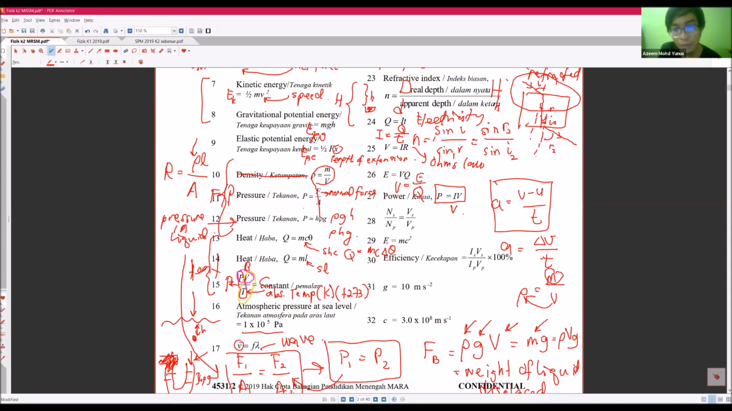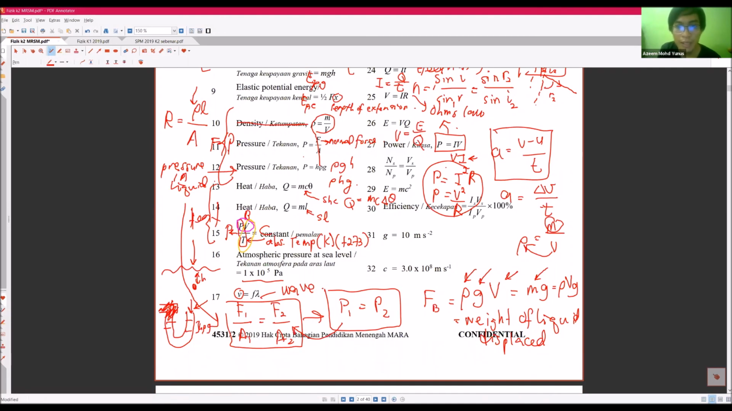27, this is power for electricity, P equal to IV or VI. This is the most stated formula, but they are the same. And then there are also I squared R, and V squared over R. So make sure that you memorize it or derive it from Ohm's law.